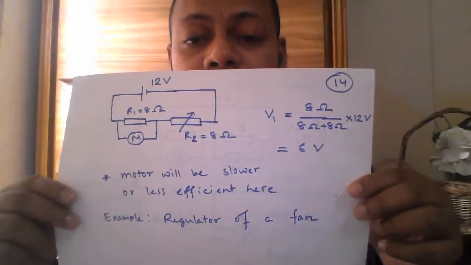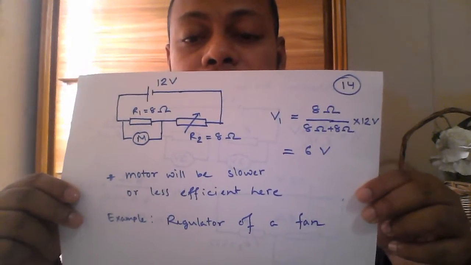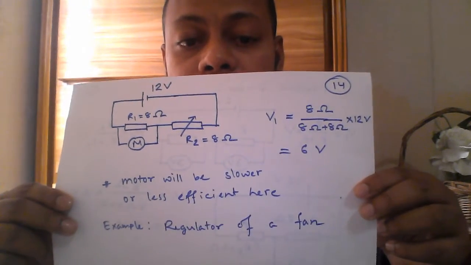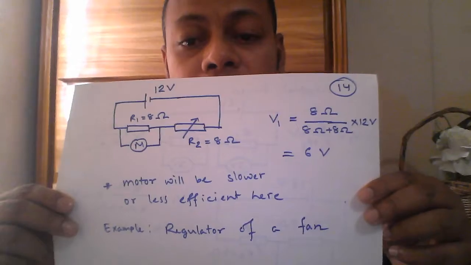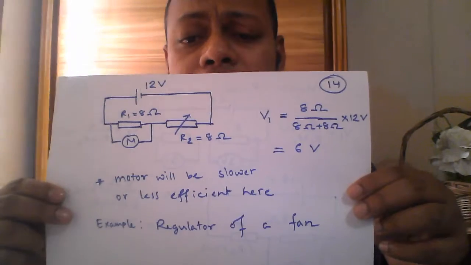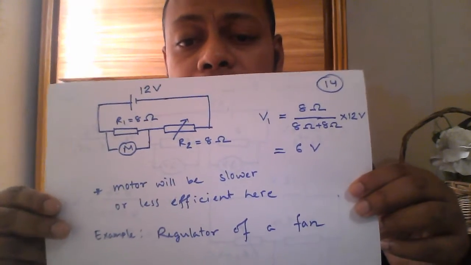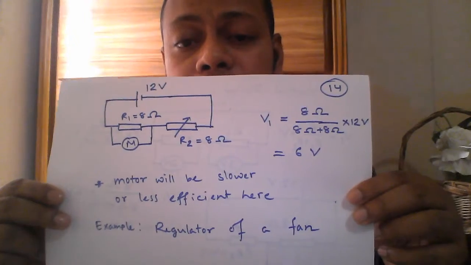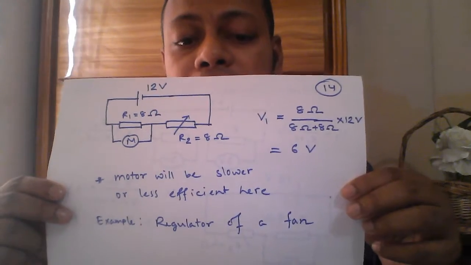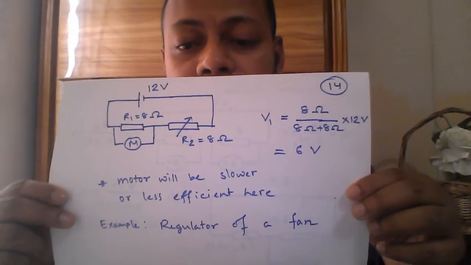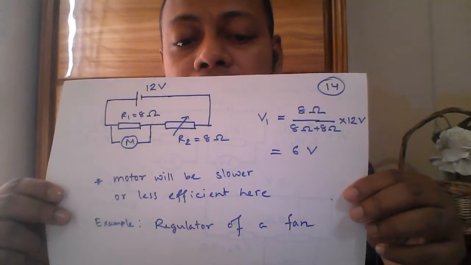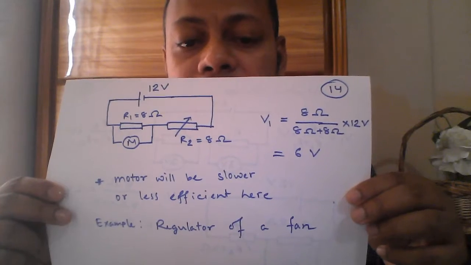This is amazing, that according to our need we can get the voltage. Previously we got 8 volt across the motor, now we are getting 6 volt across the motor. So it's very clear that if a motor is getting 8 volt, it will run faster and more efficiently, and if the motor is getting less voltage, 6 volt, then it will run slower than before. So here the motor will be slower and less efficient.